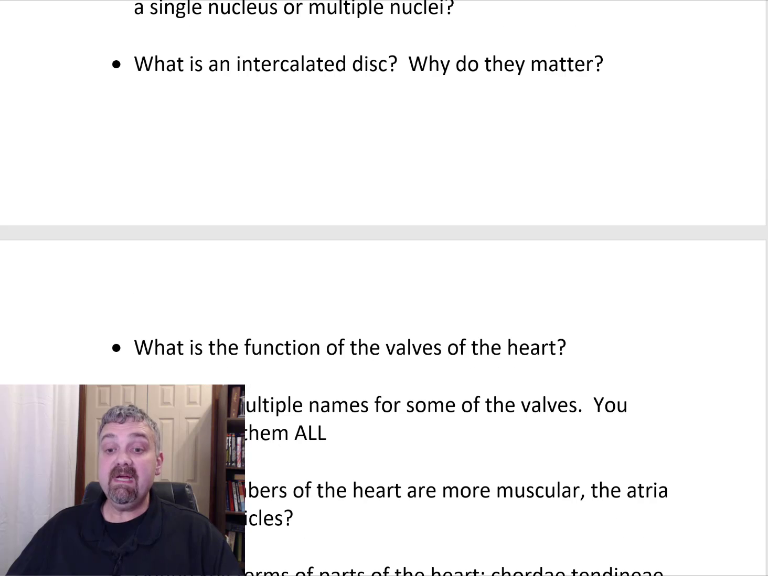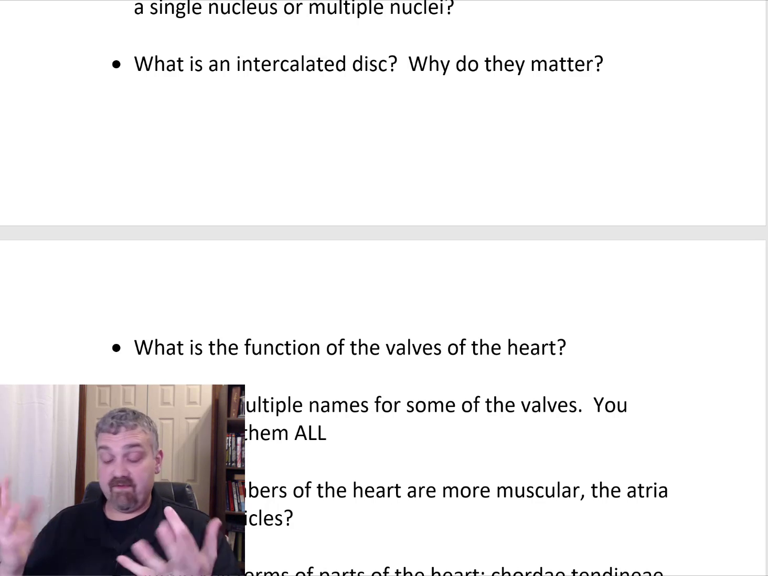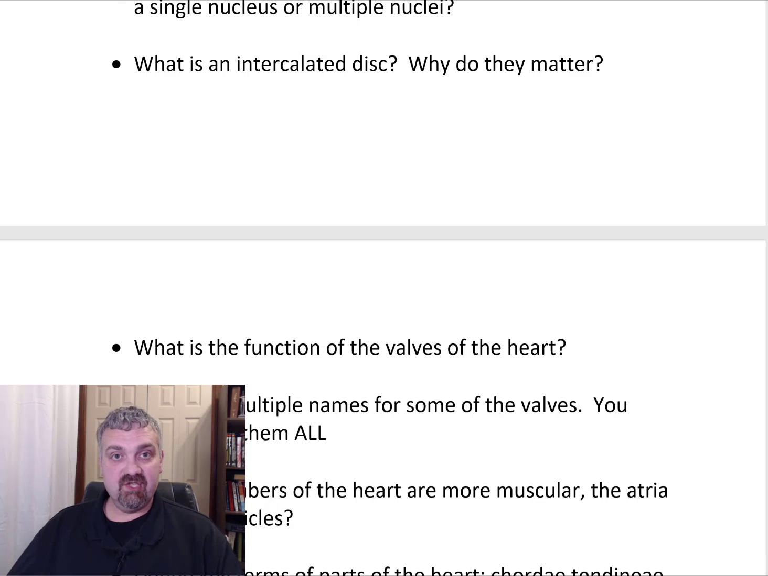Next, the other really important feature of heart muscle cells: what is an intercalated disc and why do they matter? Intercalated discs are special connection points between heart muscle cells. The reason that's important is that for me to wiggle my fingers here, it actually takes multiple motor units, multiple motor nerves controlling individual or small groups of muscle fibers. So it's actually quite complicated for me just to squeeze my fists.